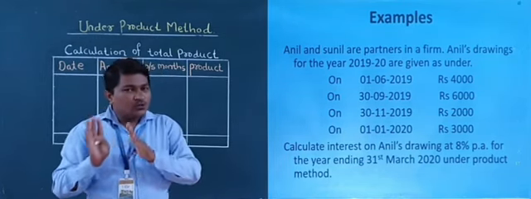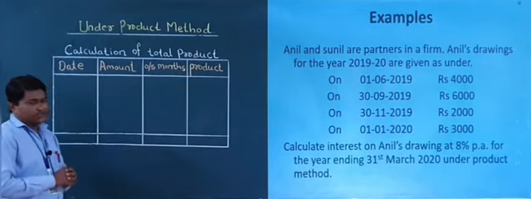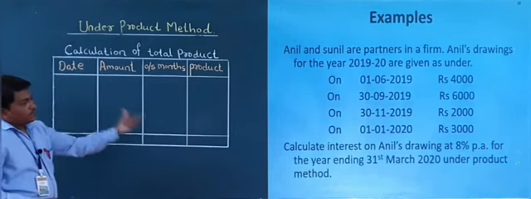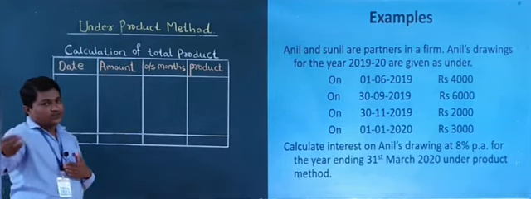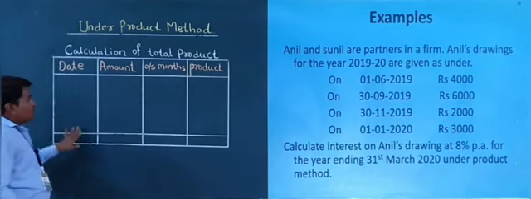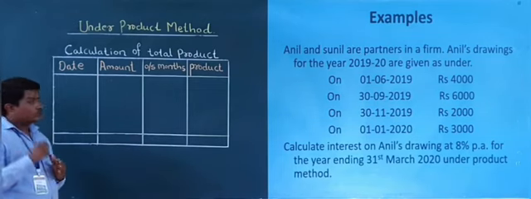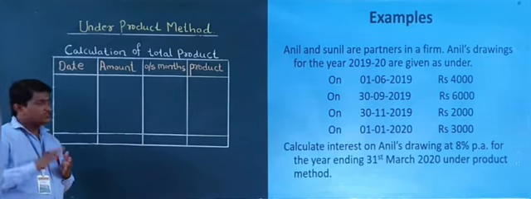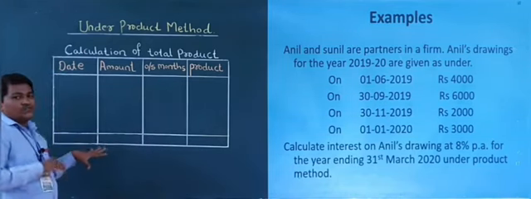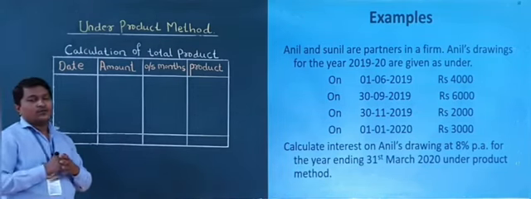To calculate total product we need to draw the columns like this. First we calculate product, later we go for interest on drawing. So there are 4 columns. The first column is for date, the second column for amount, the third column for outstanding months, and the last column for product. By using these columns, first of all we need to calculate total product and later we go for the calculation of interest on drawing.